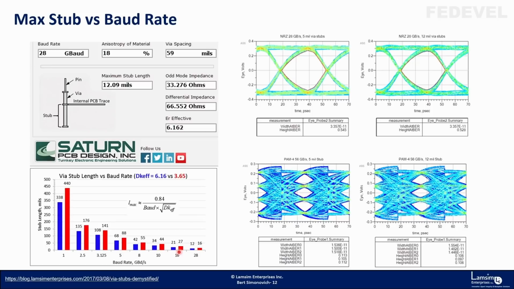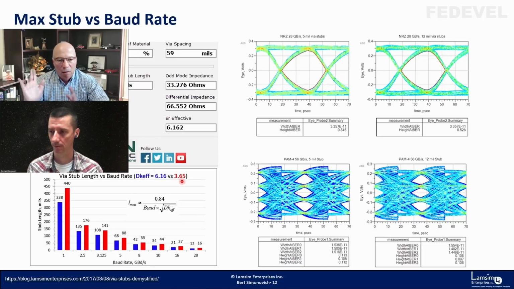Yeah, so that's where this table helps. Using the Saturn tool, if you know your geometry and all that, use the Dk that the data sheet shows for your stackup. That's what the red means. At 1 gig, for instance, no big deal. But as you get to 28 gigabaud, like for PAM4 56 gig, or 28 gig, that's why I put these two, because they're the highest rates we're working at in the industry now, in production, it says you have to back drill.